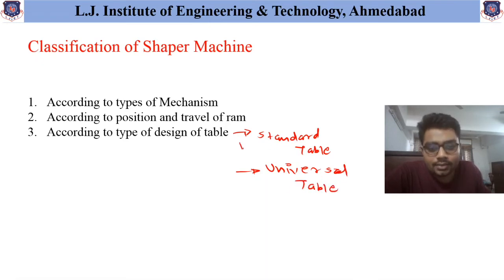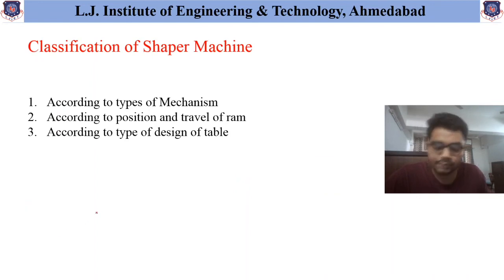In the case of the standard table, as we have discussed, this table can be moved in the x direction or maybe in the y direction. But in addition to this, if the table can be given rotary movement also, then that type of table is called the universal table. That means if the table can be swiveled about the z axis, then that table is called the universal table. So this is another classification of the shaper machine.